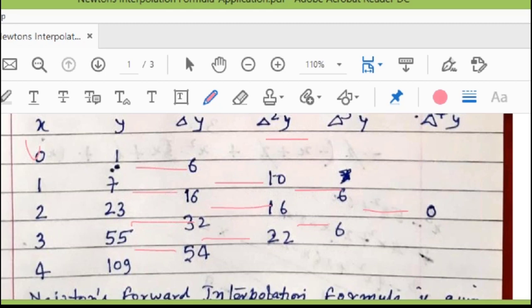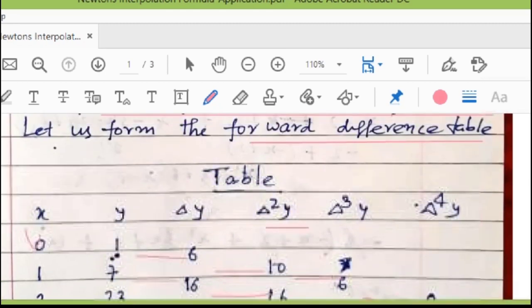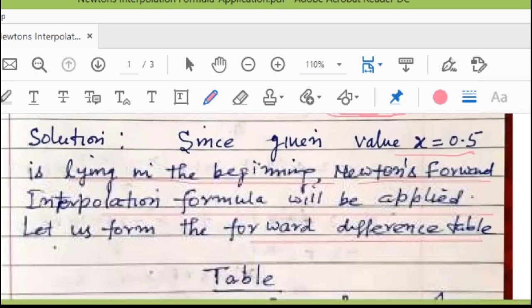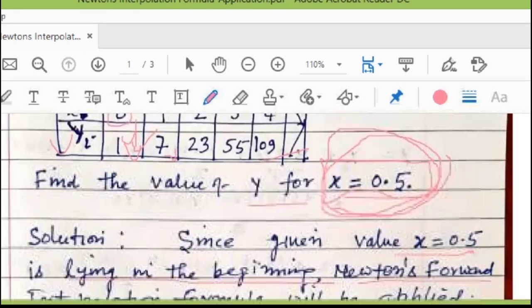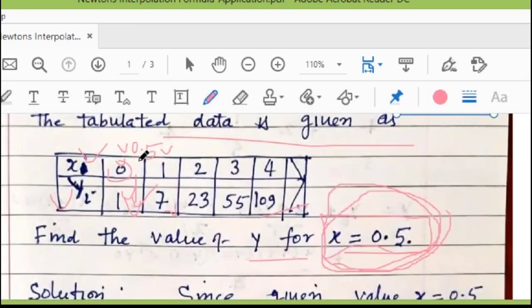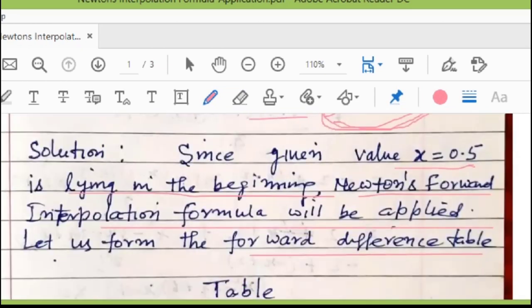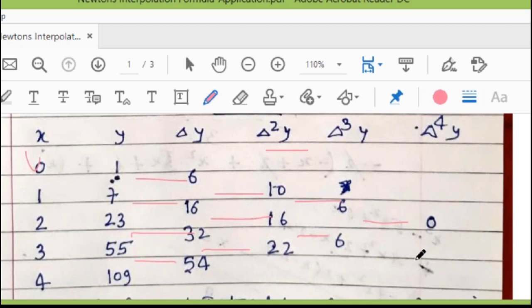How many values are given? You look at how many values are given in your function: 1, 2, 3, 4, 5. Up to 4 you have got the value. So this is 0. It does not mean anything, and 5 values are given.